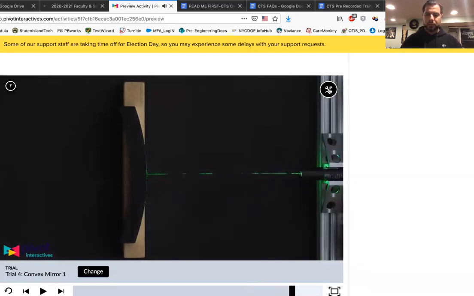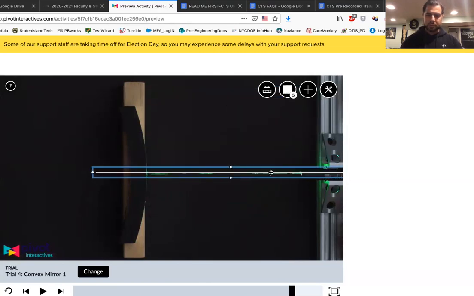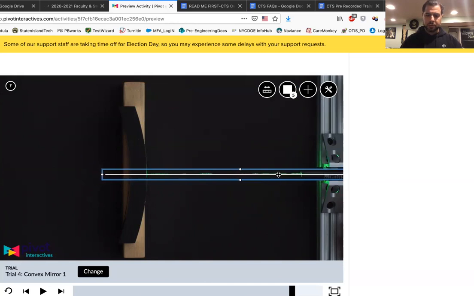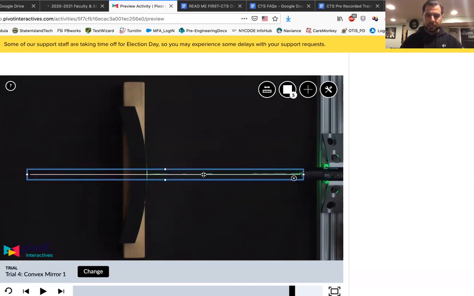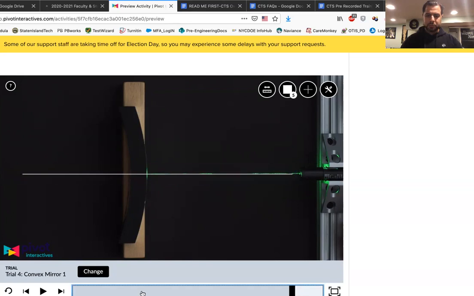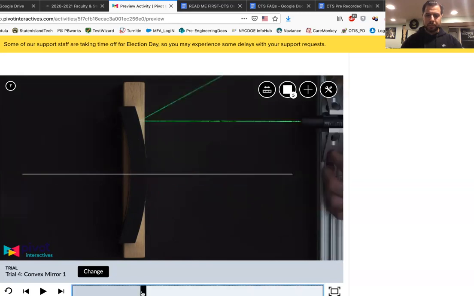Okay, and so what we'll do again is we'll start with one line that goes directly into the center of the curve. Okay, and I'm going to place this line so it extends back behind the mirror so you could see what we're going to end up doing in a second. And then we'll jump to a place where it's above the starting point.